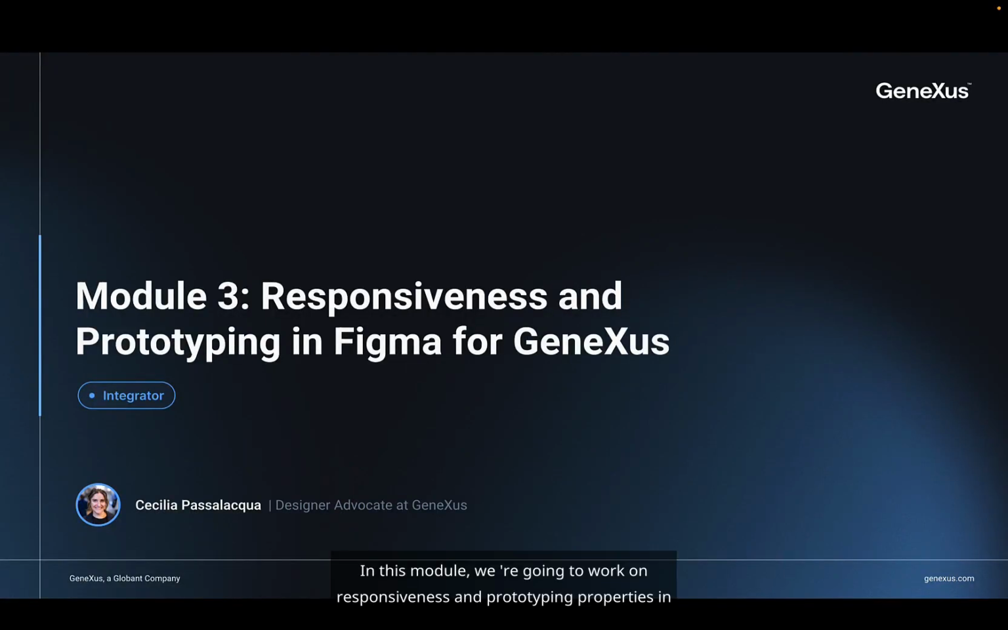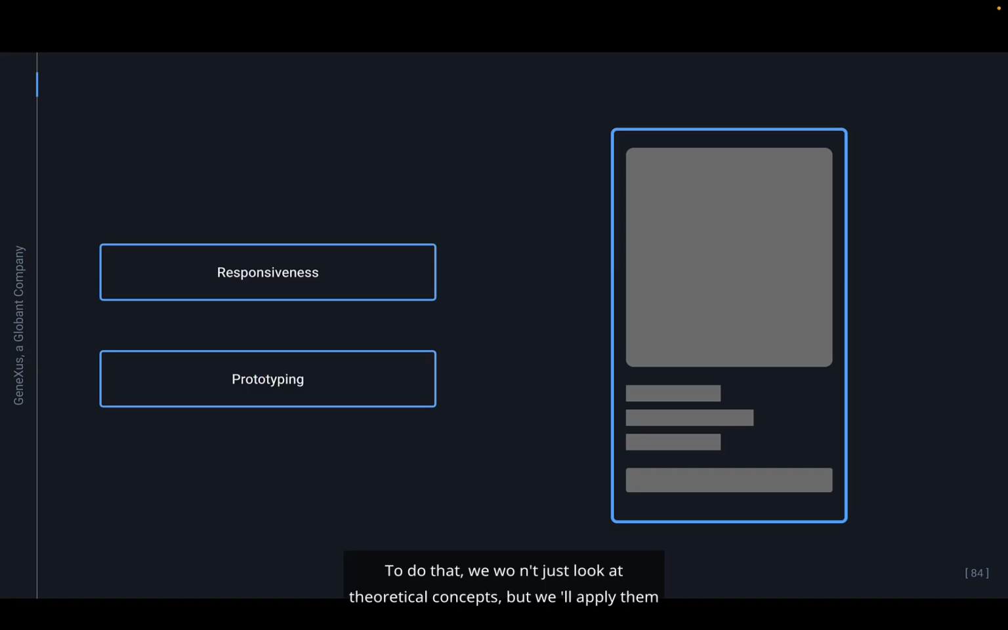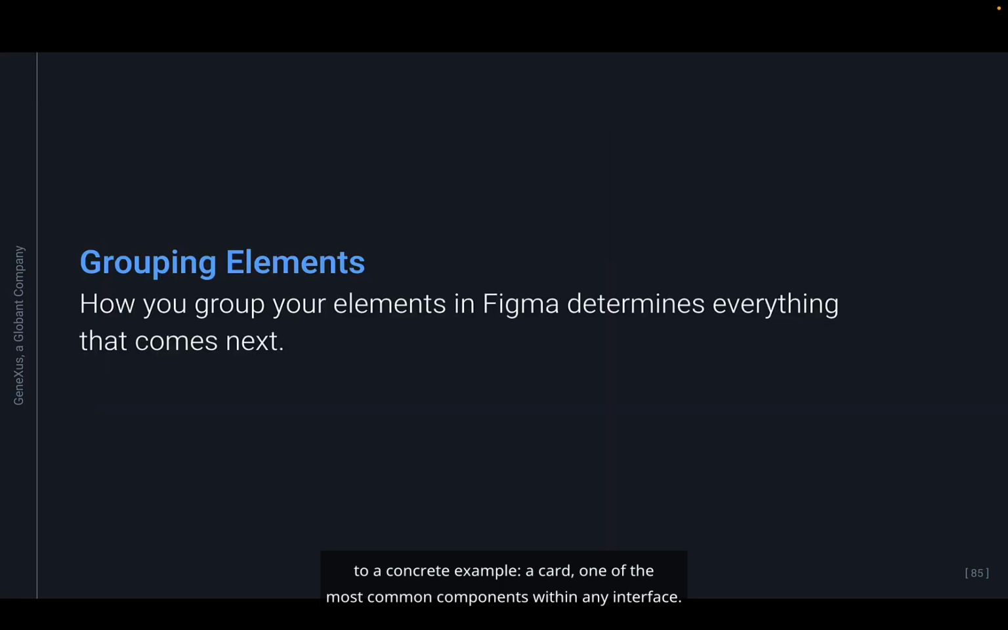In this module, we're going to work on responsiveness and prototyping properties in Figma, understanding how these decisions directly impact how the design will then be interpreted by GeneXus. To do that, we won't just look at theoretical concepts, but we'll apply them to a concrete example, a card, one of the most common components within any interface.